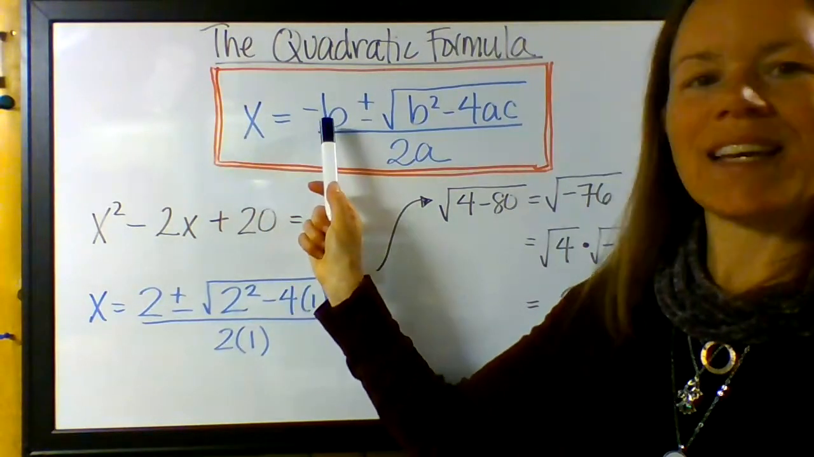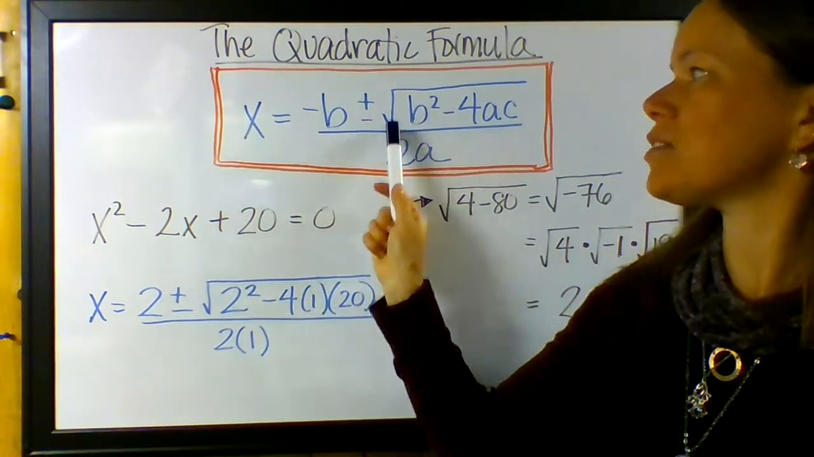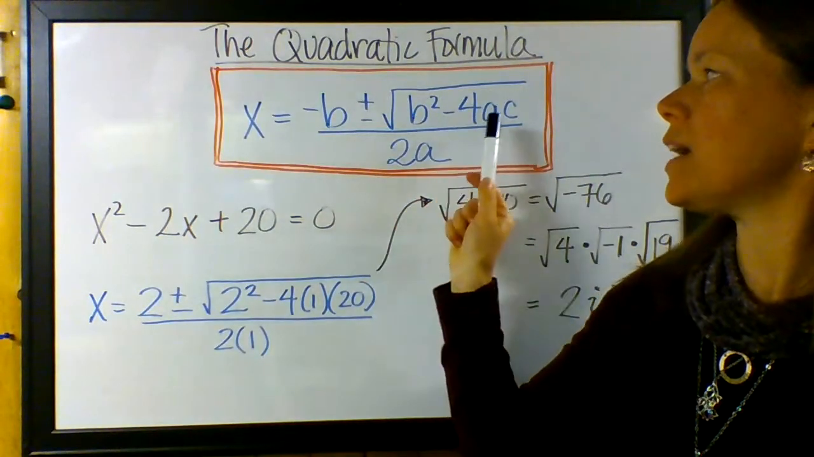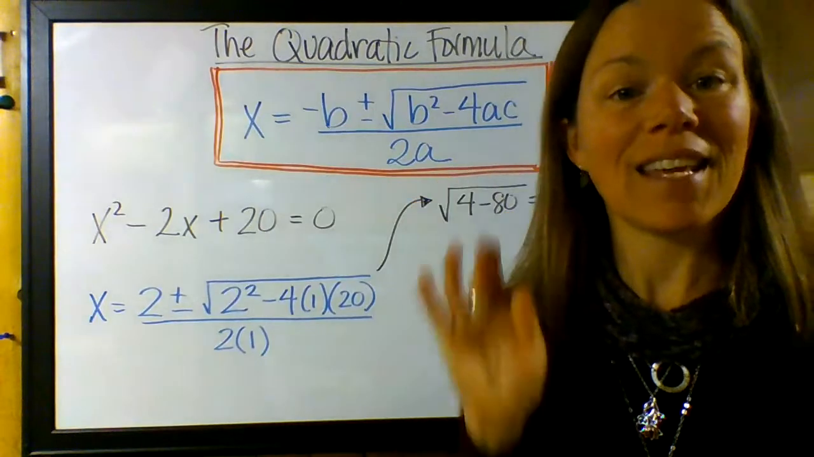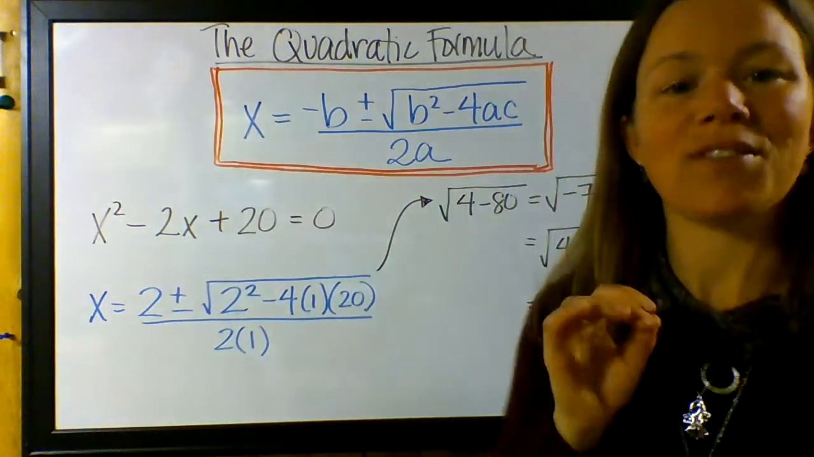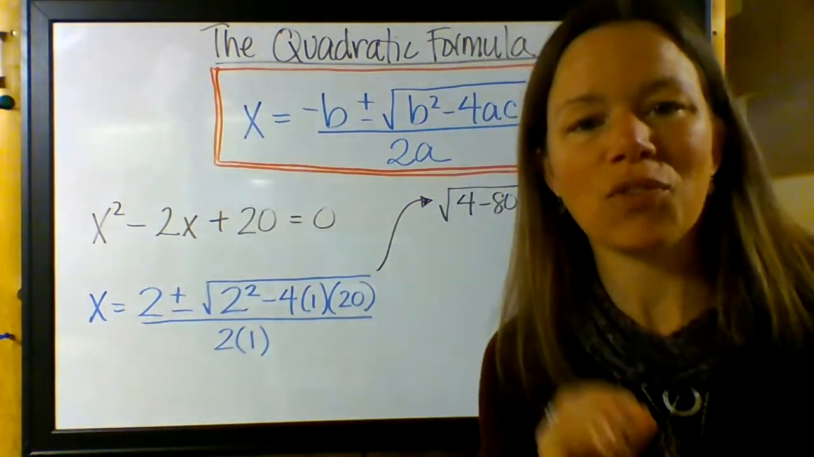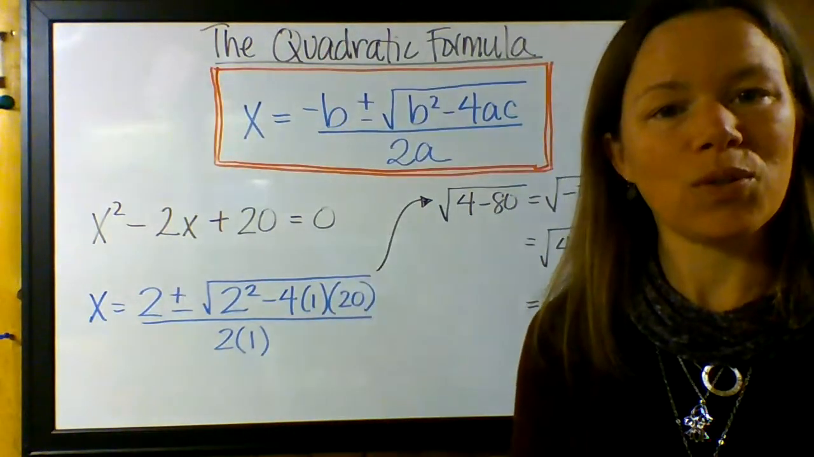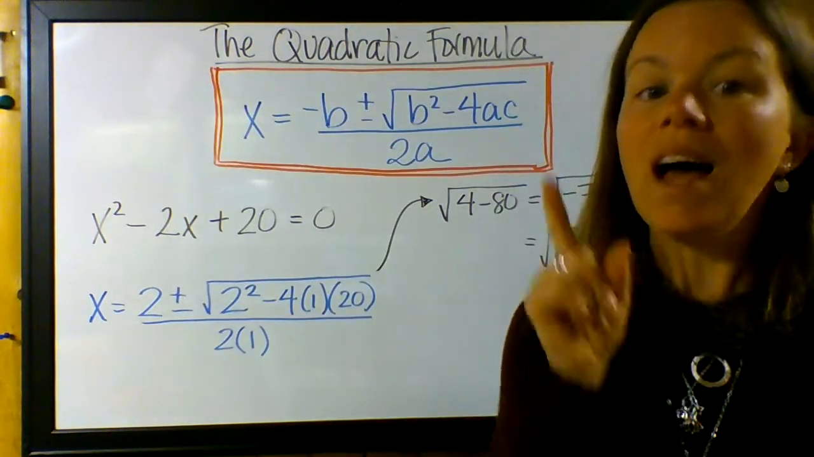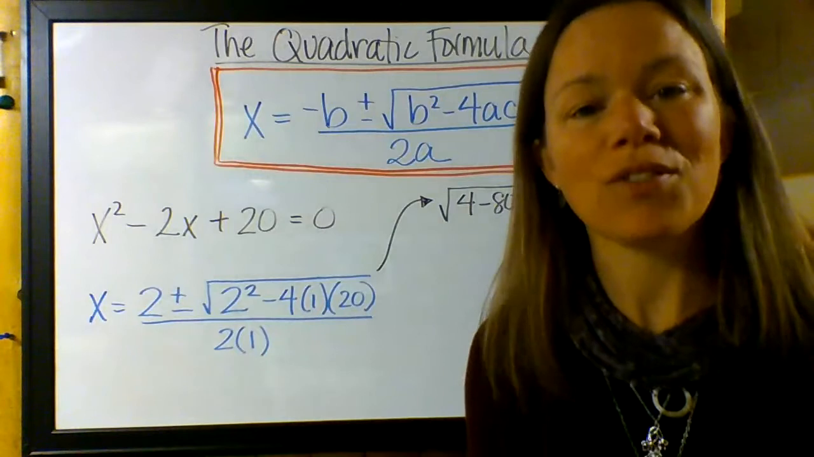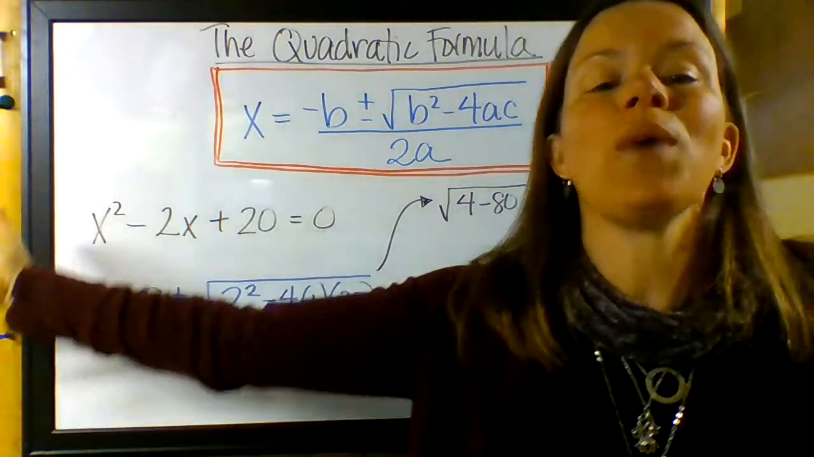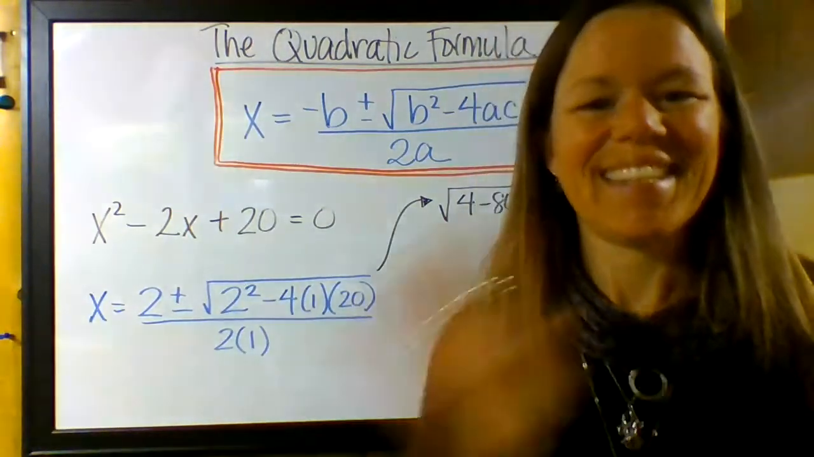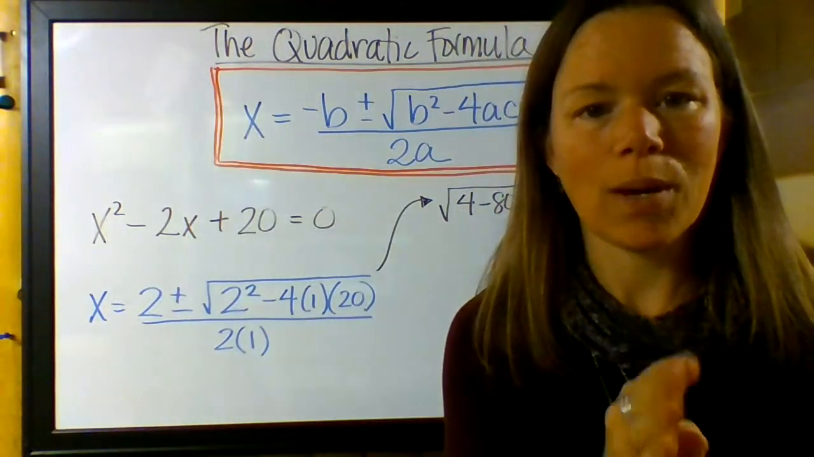X equals negative b plus or minus the square root of b squared minus 4ac all over 2a. X equals negative b plus or minus the square root of b squared minus 4ac all over 2a. One more time. X equals negative b plus or minus the square root of b squared minus 4ac all over 2a.